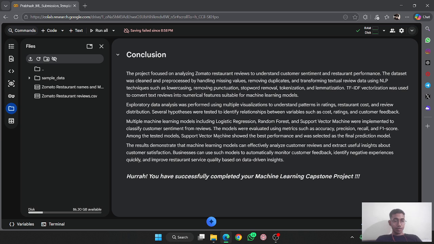Conclusion. In conclusion, this project demonstrates how machine learning and natural language processing can be used to analyze customer reviews and generate meaningful insights for businesses.